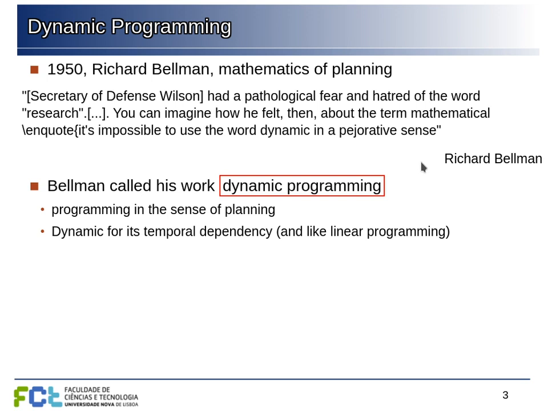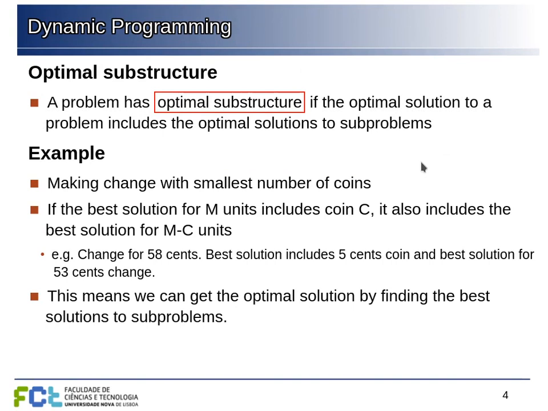So in the case of dynamic programming, we have this method for a category of optimization problems. One of the characteristics that the problem must have in order for us to use dynamic programming is this optimal substructure. The idea here is that the problem has an optimal substructure if the optimal solution to the whole problem also includes optimal solutions to parts of the problem, to sub-problems.